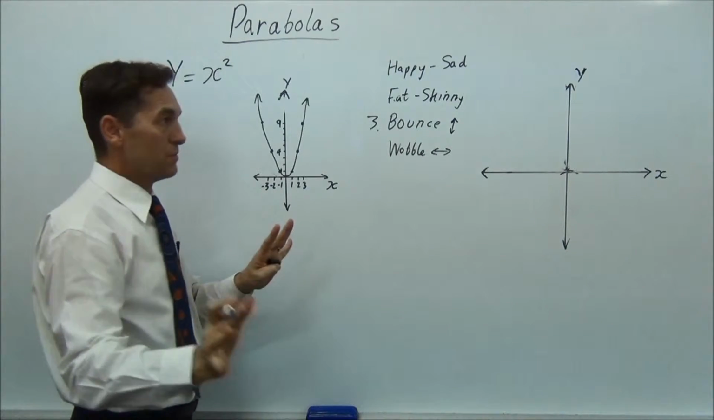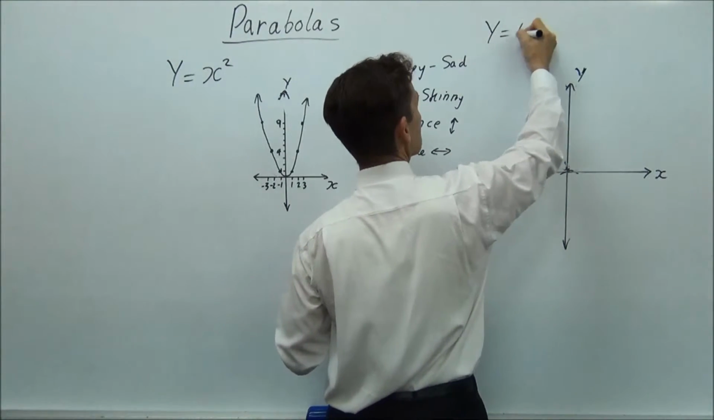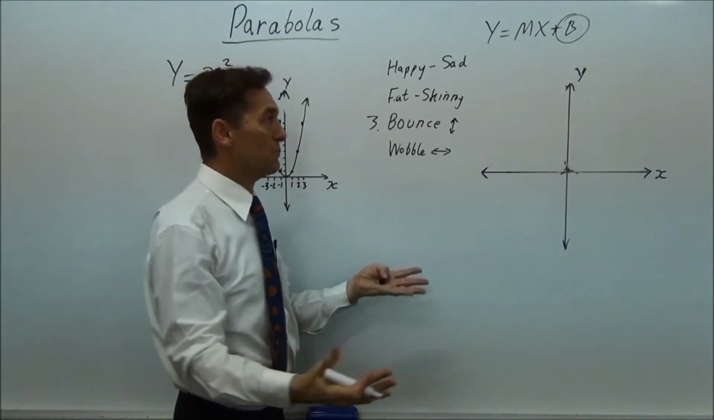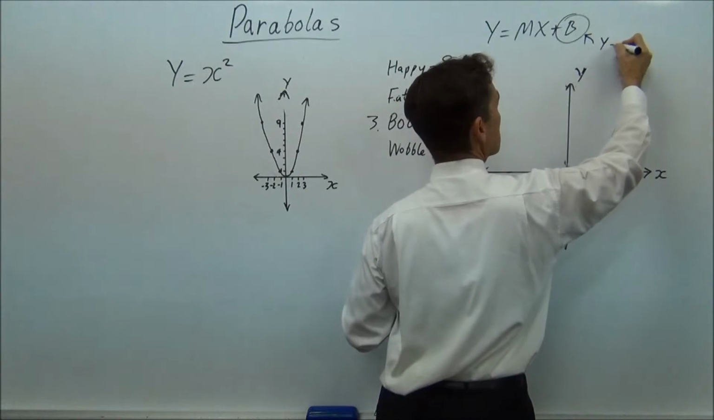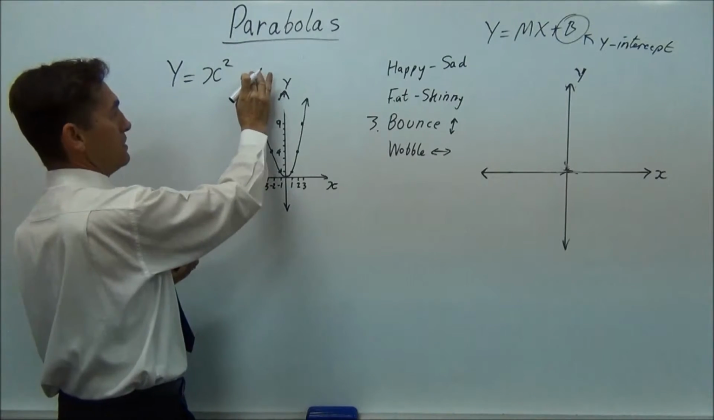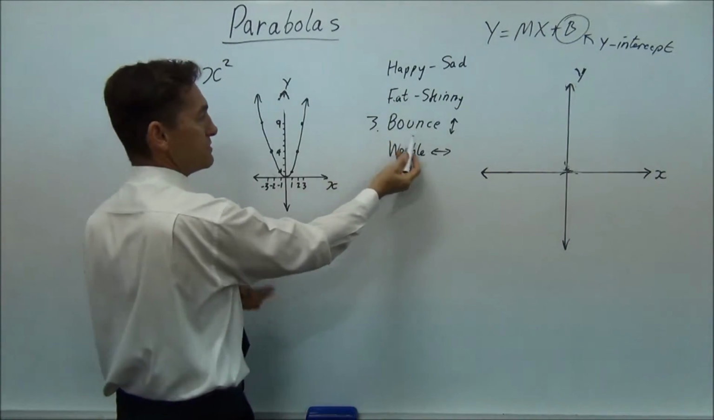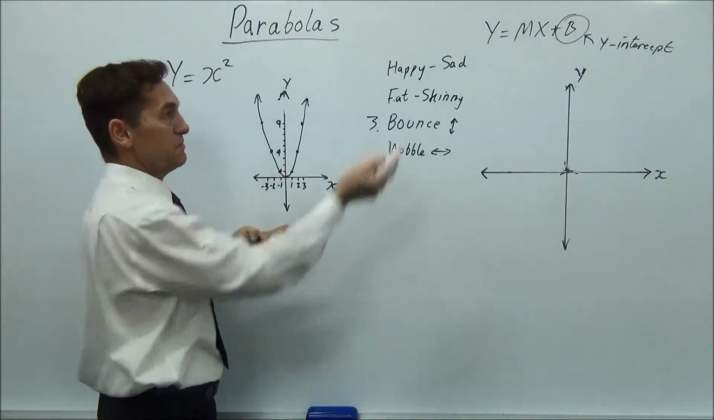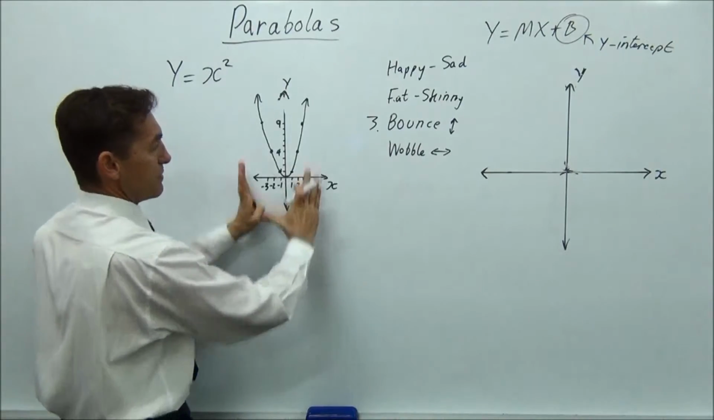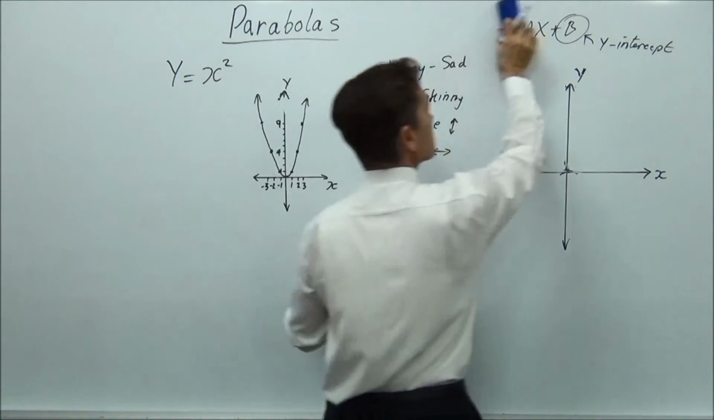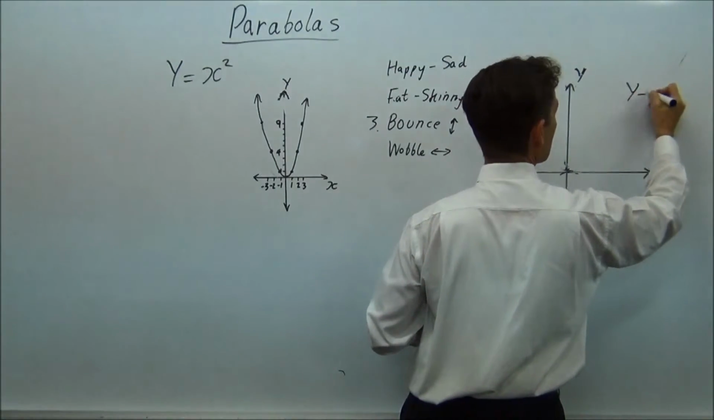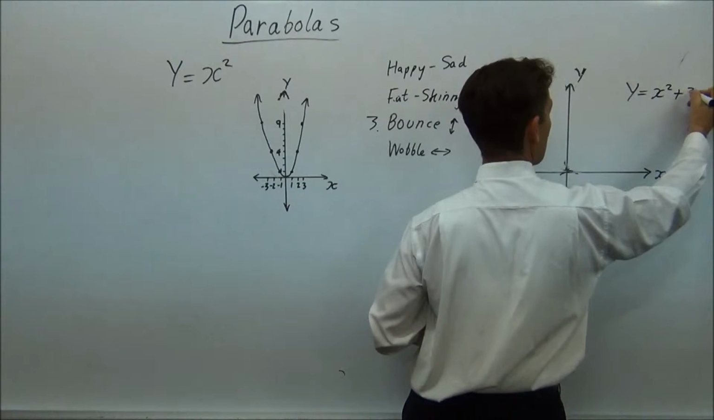So just like a normal equation, if you've got a normal equation, y equals mx plus b, in a normal straight line equation this is your y-intercept. So if I just add a number here, positive or negative, it's going to bounce up or down. Same as that equation there. The line would move up or down as a line. Well, this is going to move up or down as a parabola.